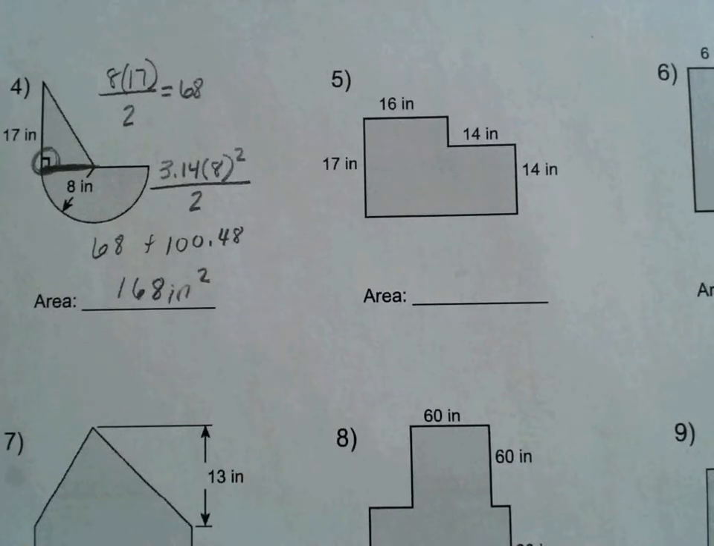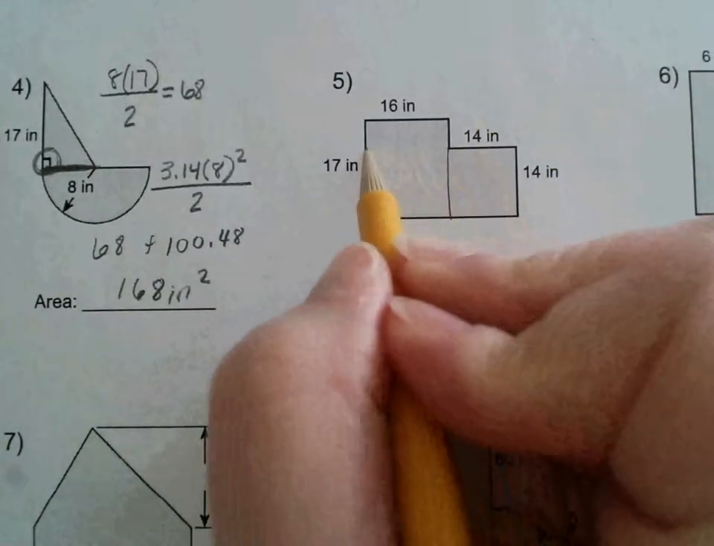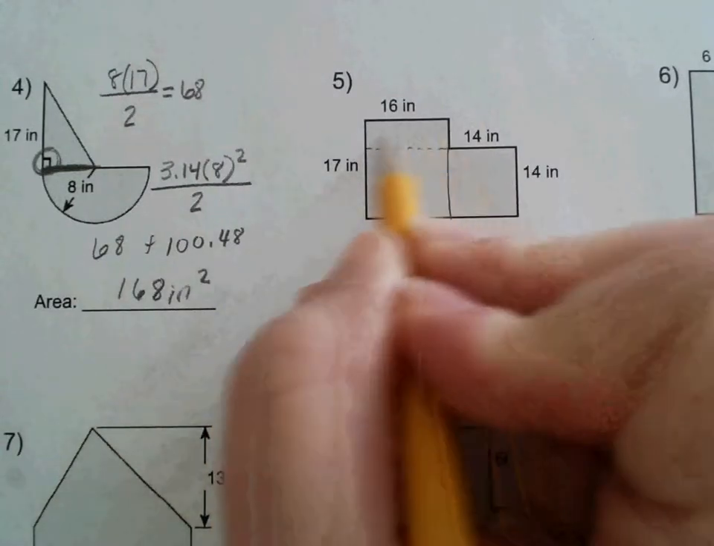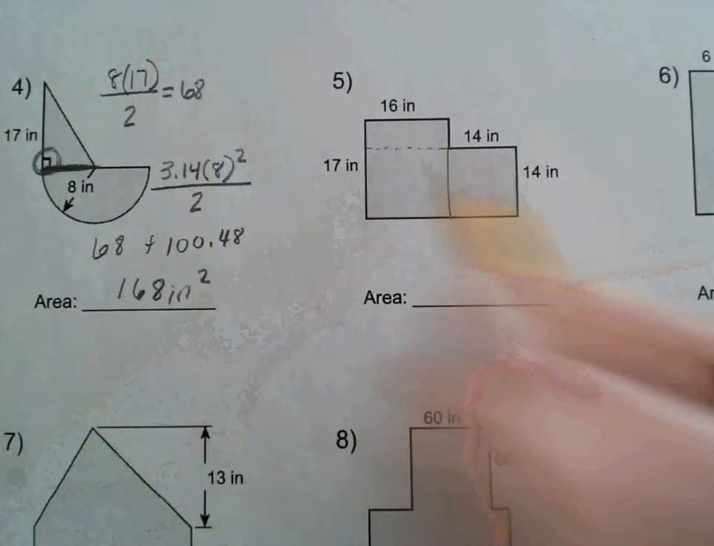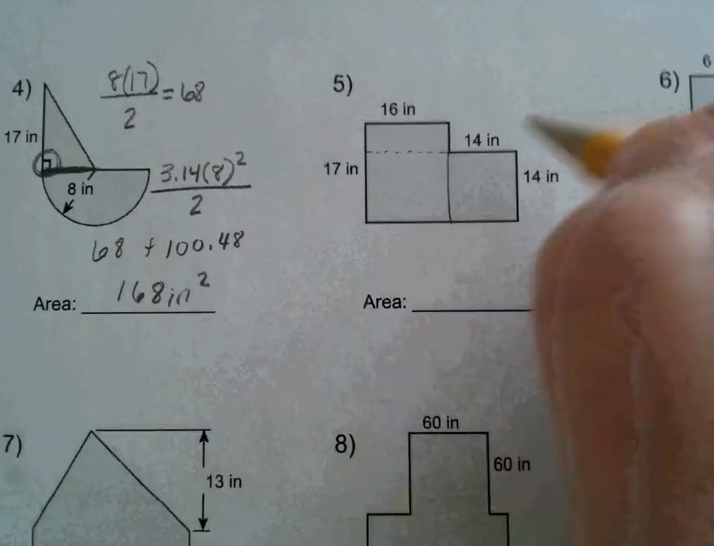Let's look at number 5. Number 5, I'm going to break it up right here. But remember, you could break it up here as well and have a small rectangle and a large rectangle. You just got to be careful what numbers you use when you break it up.